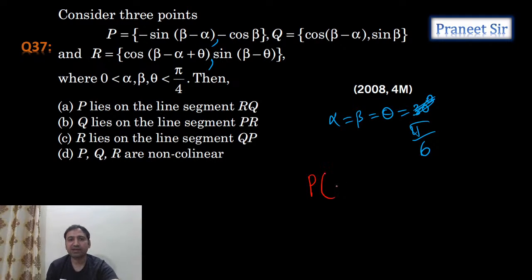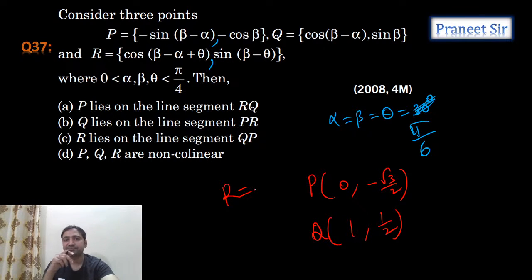So tell me, what is P we are getting? When we substitute alpha and beta the same, here we're getting 0, and here we're getting minus root 3 by 2, okay? And what about Q? Q is 1, and sine beta is 1 by 2. And what about R, guys? Cos pi by 6 is root 3 by 2, and this is 0.